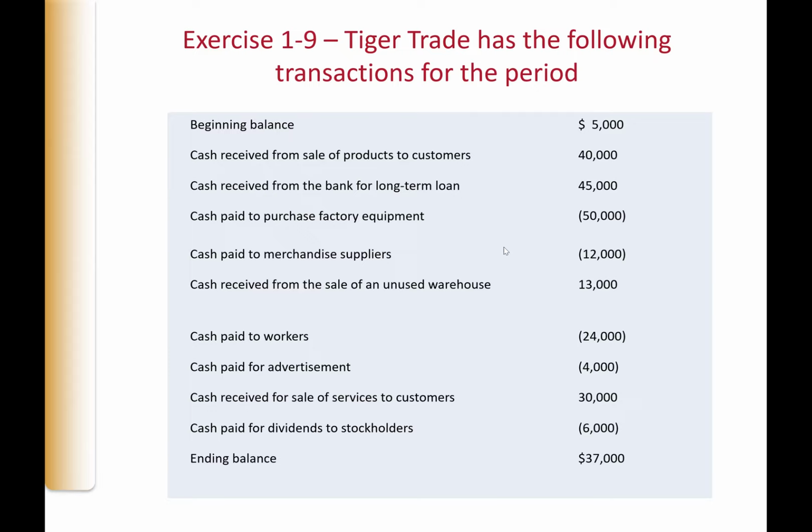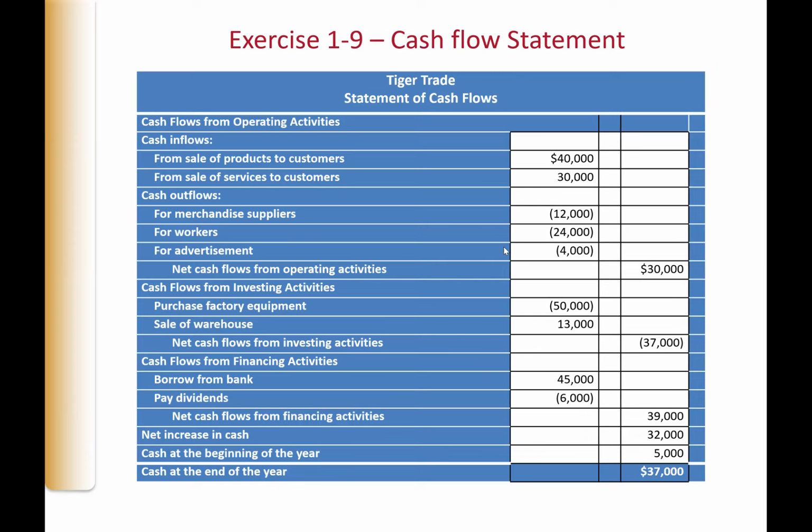We received money from an unused warehouse. So cash is either coming in, we're receiving it, or we're spending it. At the end, we have an ending balance here of $37,000. In order to create a statement of cash flows from that information, all we're doing is separating them into activities.